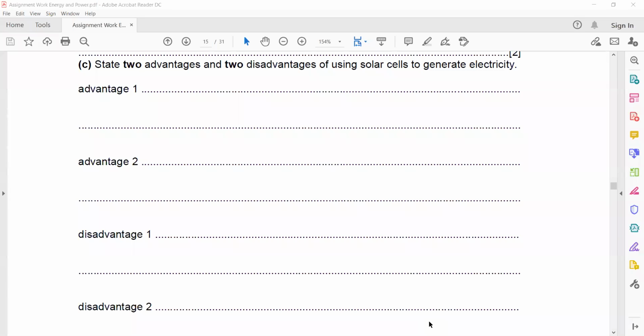And disadvantages: unreliable, expensive to build, and takes a lot of space to build. Like you need greater space to build these solar panels, like placing these panels. And very low output is there, so we have to store the energy.